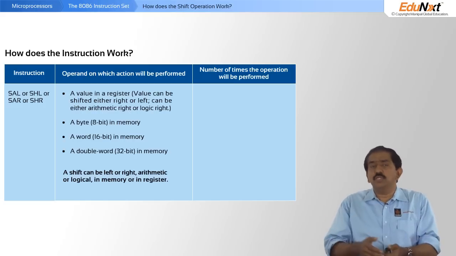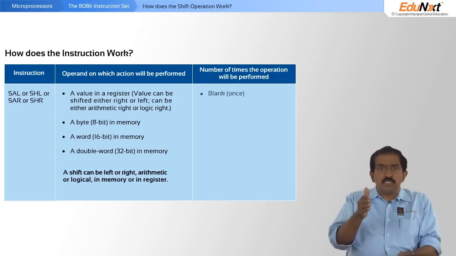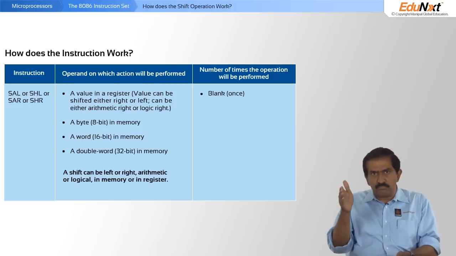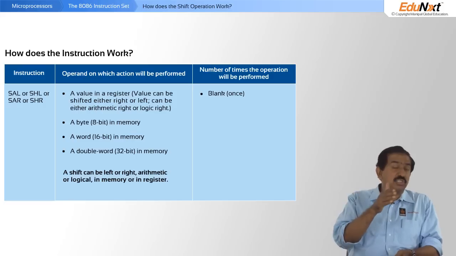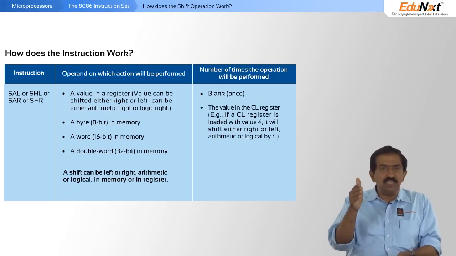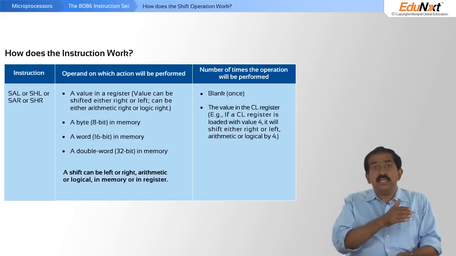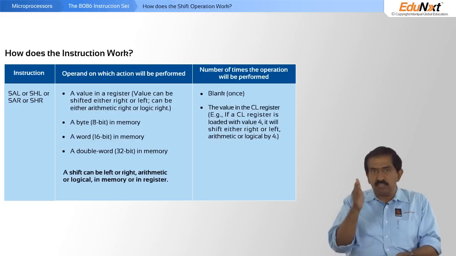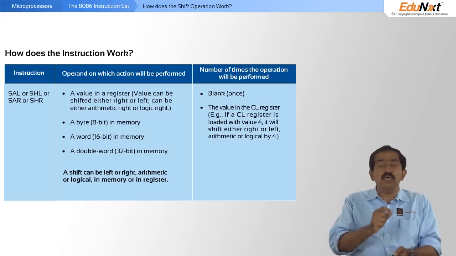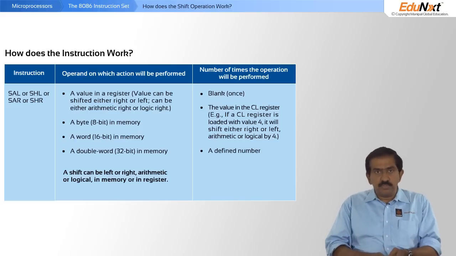How many times can you shift? It's not just one shift. If there is no specification, the default condition is 1, so it will shift by 1 bit. But it can also shift by the value in the CL register. So if you load the CL register with the value 4, it will do a shift by 4, either left or right, arithmetic or logical. It can also shift by a specific number if you define that number. So this is the way this particular instruction works.